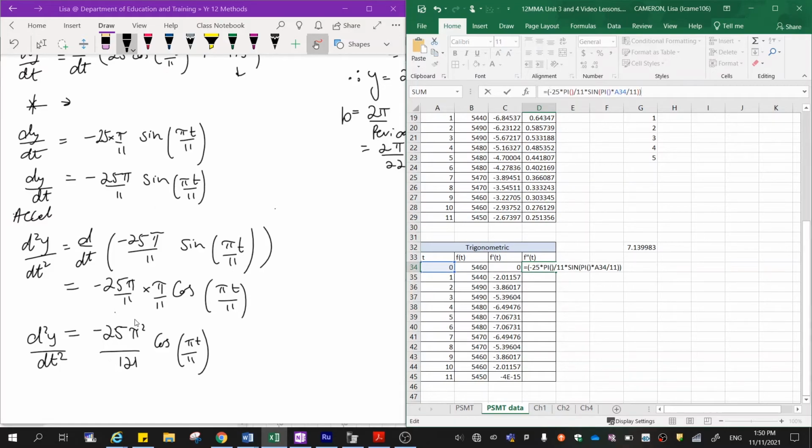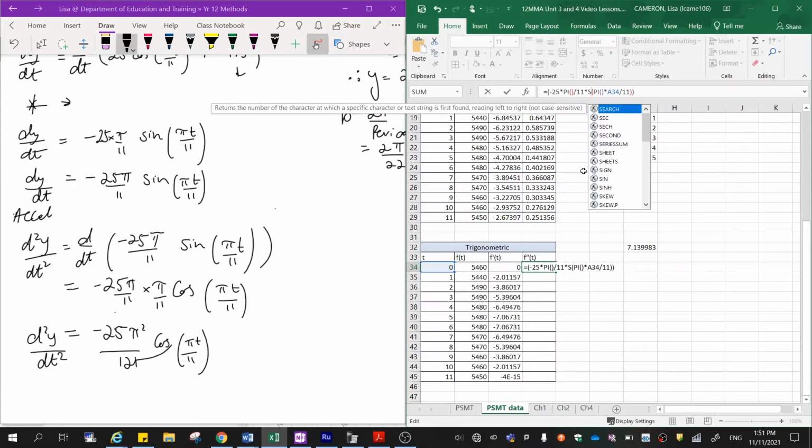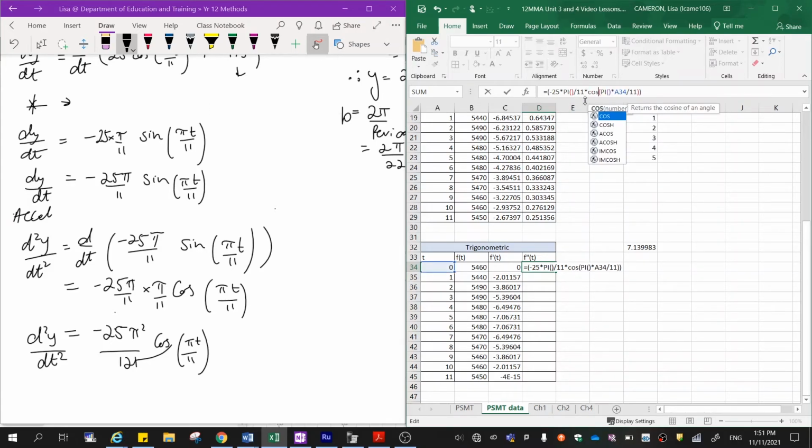Now, what is different between these two is pi is squared in this case. This is over 121 as opposed to 11, and this is a cos function. So we're just going to adjust our formula over here to reflect those changes. At the end of the pi, I'll put a squared there. Put my 2 in there. So now this formula matches the derived one that I've got over here to the side. So I can press enter.